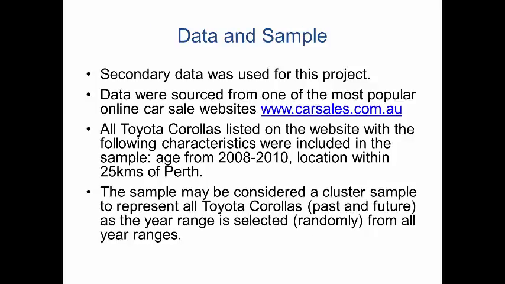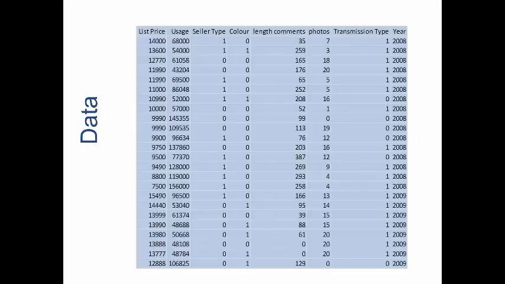Secondary data was used instead of primary data, and the data was sourced from carsales.com.au. This is one of the most popular online websites for selling second-hand cars. All Toyota Corollas listed on the website from the years 2008 to 2010 and located within 25 kilometres from Perth were included in the sample. So this is basically how the population was defined, and so the results will only really apply to these types of vehicles. This sample, I should say, could be considered a cluster sample.